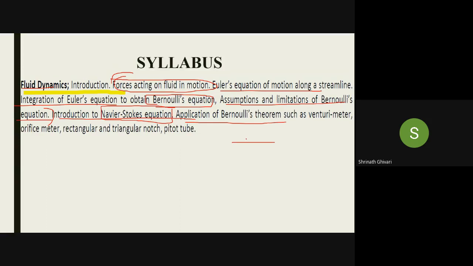Where we apply Bernoulli's theorem is in devices such as the venturi meter, orifice meter, rectangular and triangular notch, and pitot tube. So what are the venturi meter, orifice meter, notch and pitot tube? Why are we using them? They are called flow meters. They are used to measure the discharge through a pipe. So for that we use the venturi meter, orifice meter, notches and pitot tube. This is the general view of the fluid dynamics syllabus.